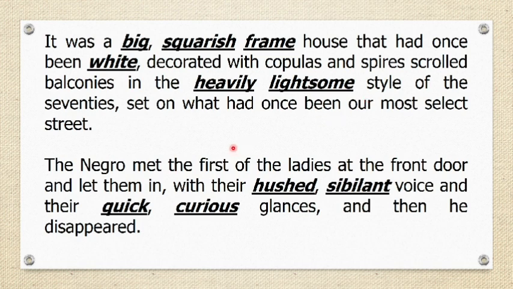On the next sentence: the Negro met the first of the ladies at the front door and let them in, with their hushed, sibilant voice and their quick, curious glances, and then he disappeared. So, hushed, sibilant modifies the word voice. Therefore, these two are adjectives. And also, quick and curious modify the word glances. Therefore, these two are also adjectives.